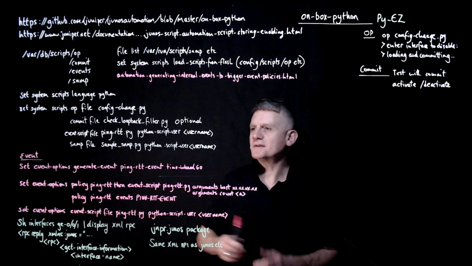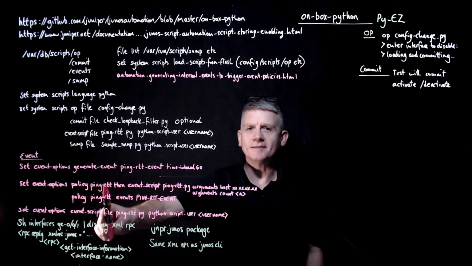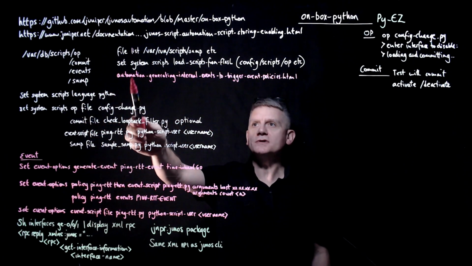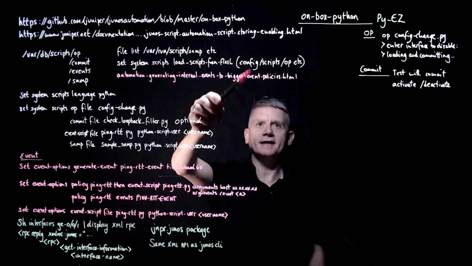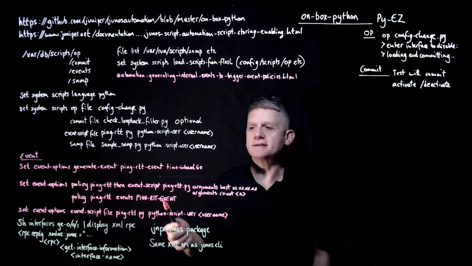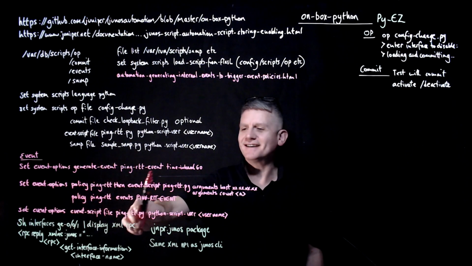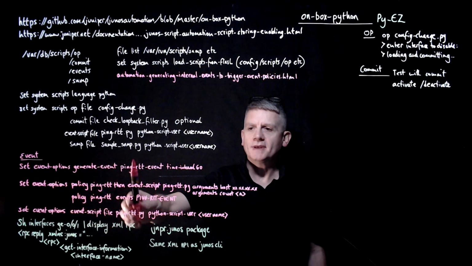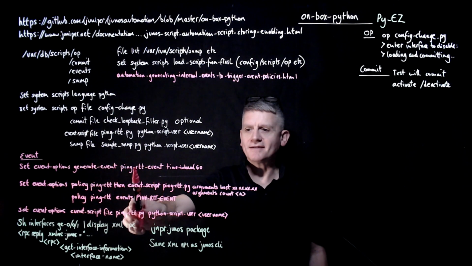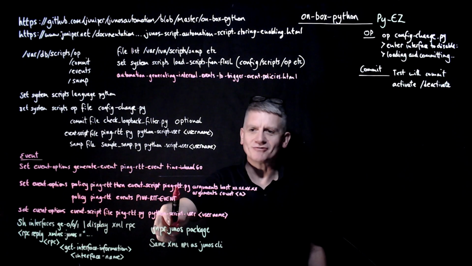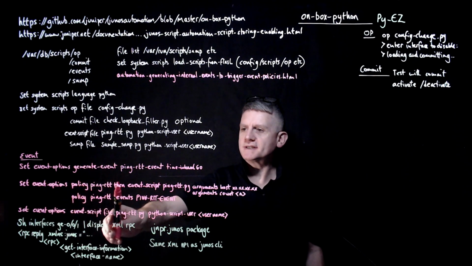Okay, so just a final note about this particular event policy here, which is quite clever really. I'll put another link up here, automation generating internal events to trigger event policies. You should be able to find that with a search. And that explains that you can actually generate internal events, or events that appear to be internal. So we have the command here, set event options, generate event, ping RTT event. We're actually using that event to trigger our event script, Python script. So set event options, policy, ping RTT.